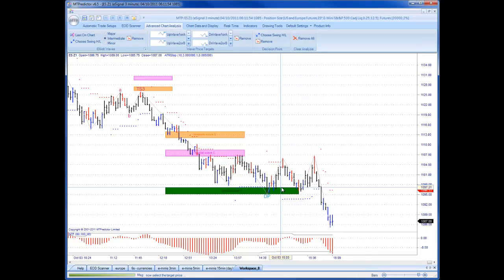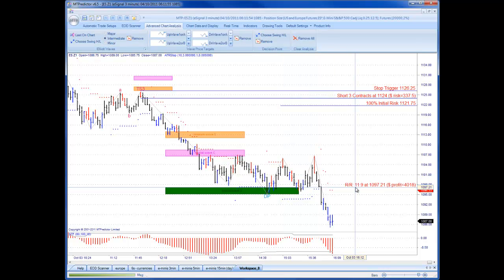Down to about here for about 11.9 or 12R, almost 12R. So as you can see, whether you're a standard trader or an advanced trader, MTPredictor had a very good day on the ES yesterday.